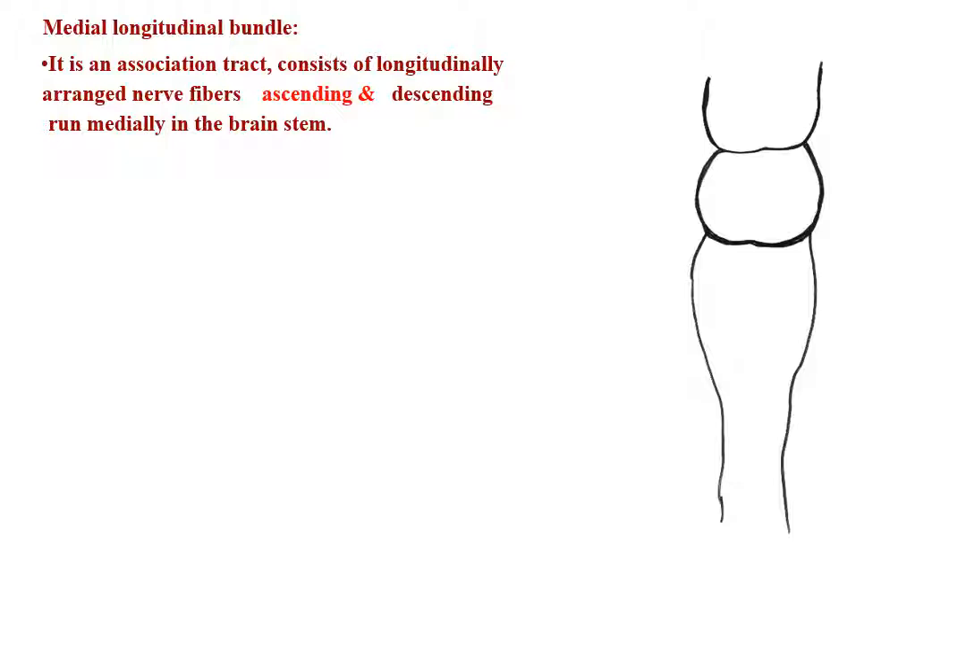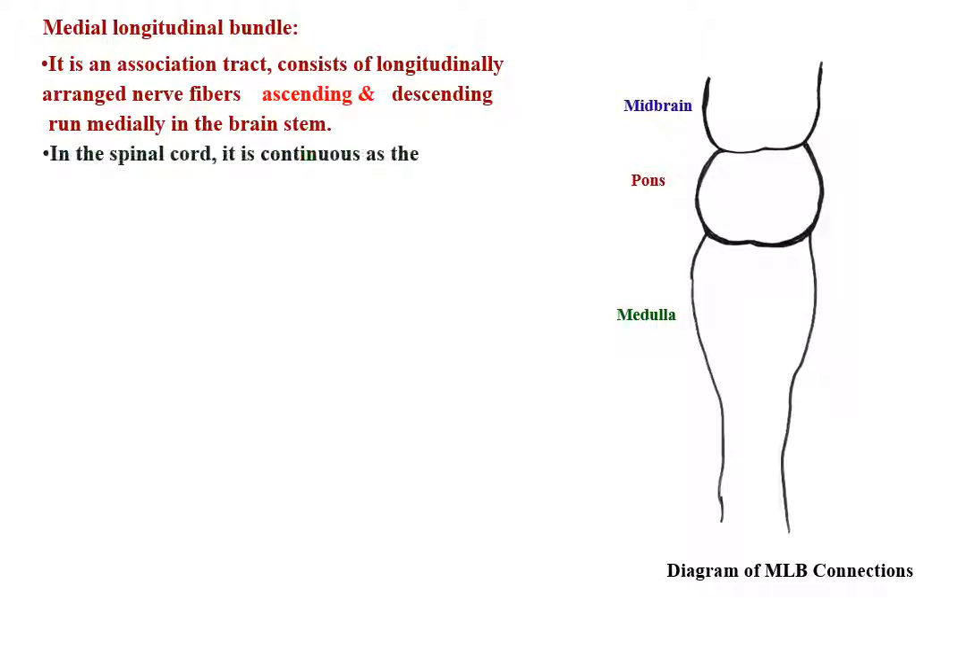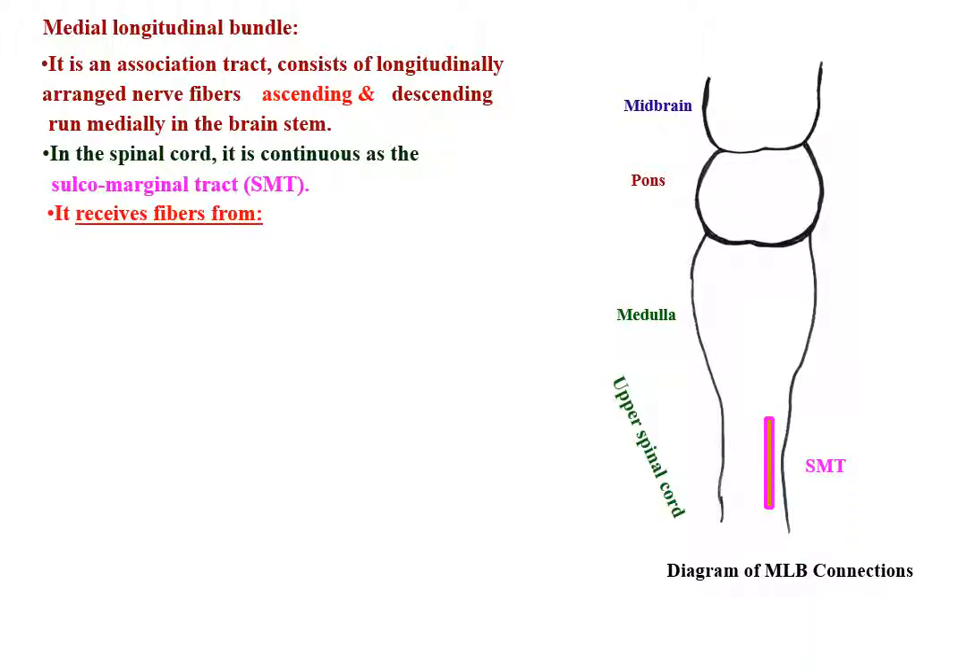Medial longitudinal bundle. It is an association tract, consisting of longitudinally arranged nerve fibers, ascending and descending, which run medially in the brain stem, midbrain, pons, and medulla oblongata. In the spinal cord, however, it is continuous as the sulcomarginal tract. It receives fibers from the vestibular nuclei of both sides.